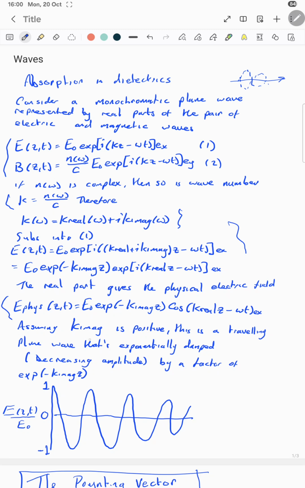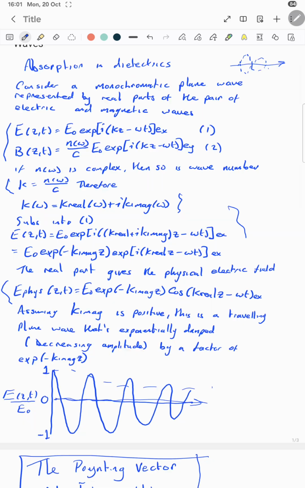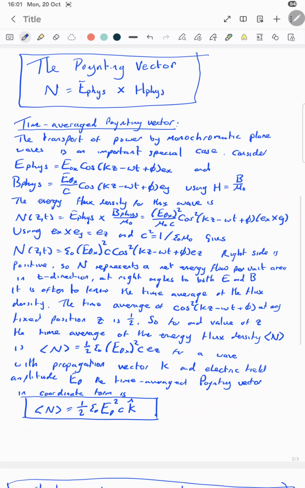And assuming k imaginary is positive, this is a traveling plane wave that's exponentially dampened. It means decreased amplitude by a factor of the exponential of negative k imaginary z, which graphically is reducing here. And then now the Poynting vector, which is given here.